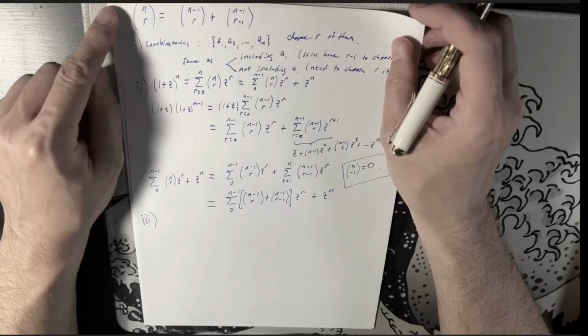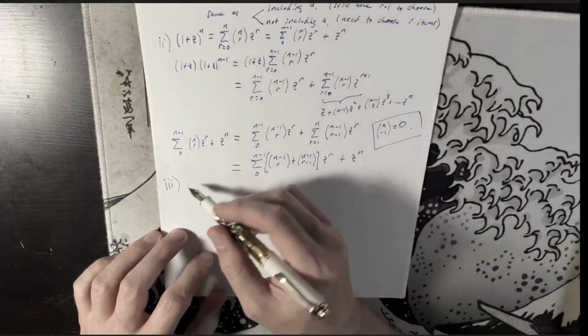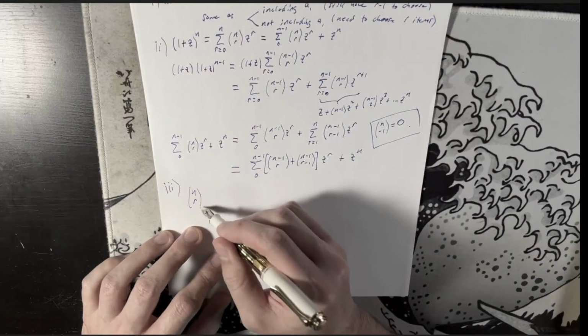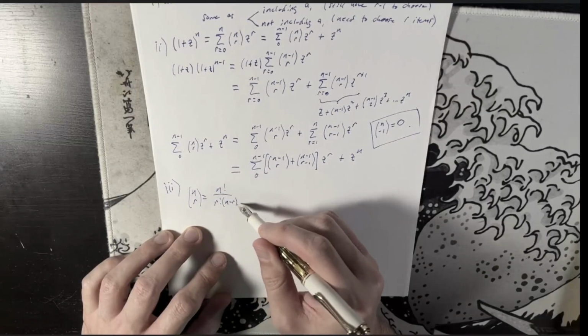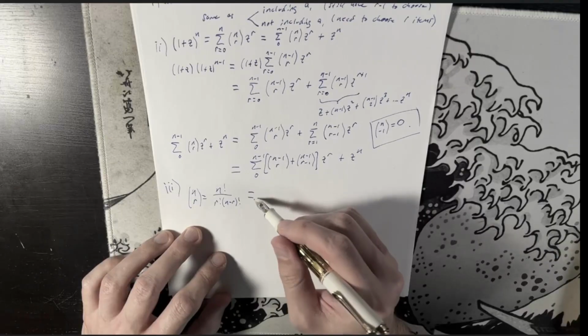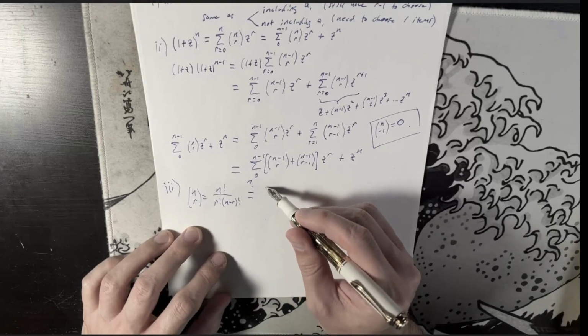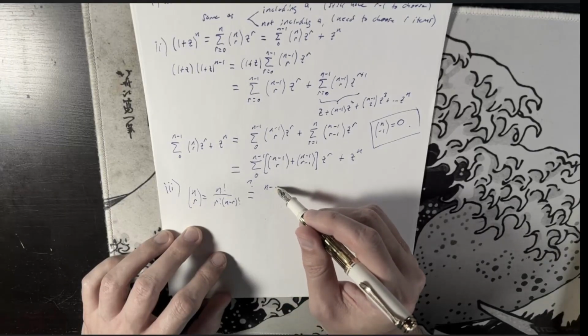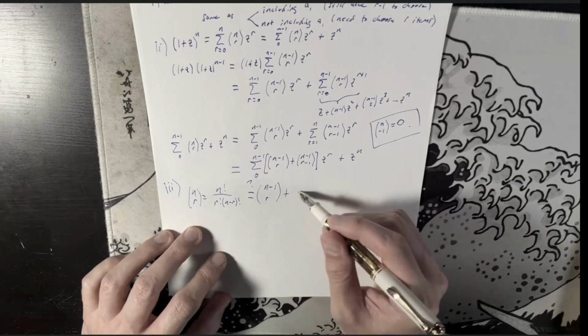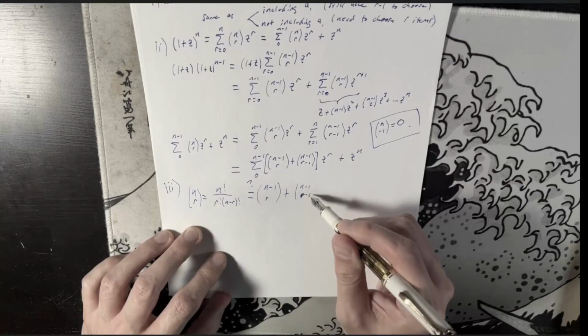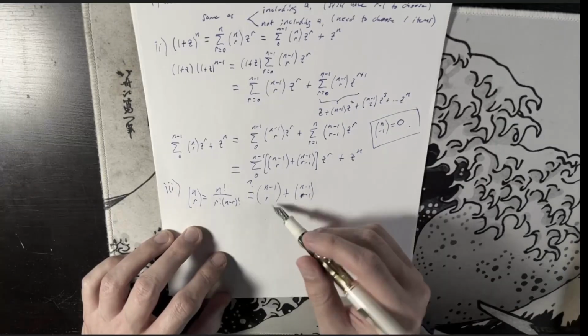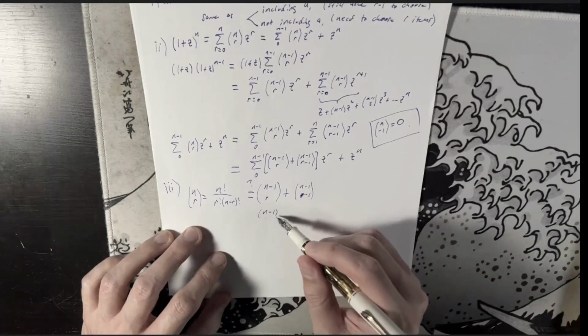is you could do it directly from the definition. So if you had n choose r, that's this, and we want to show that it equals the sum. Oops, r minus 1. But if you just write these out, I'm sure it'll pop out.